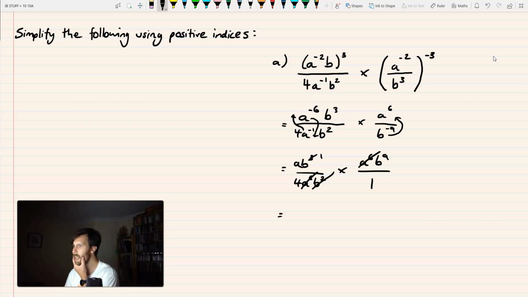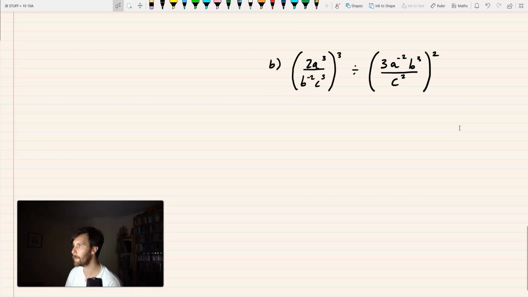Okay, now I've got an a b to the power 9, and a 4 and a 1 left over. So I've not really much cleaning up to do. I've got a and b to the power 1 multiplied by b to the power 9. So if I use index law 1 for that, I'll get b to the power 10. And that's all over 4 times 1, which is just a plain old 4. Happy days.